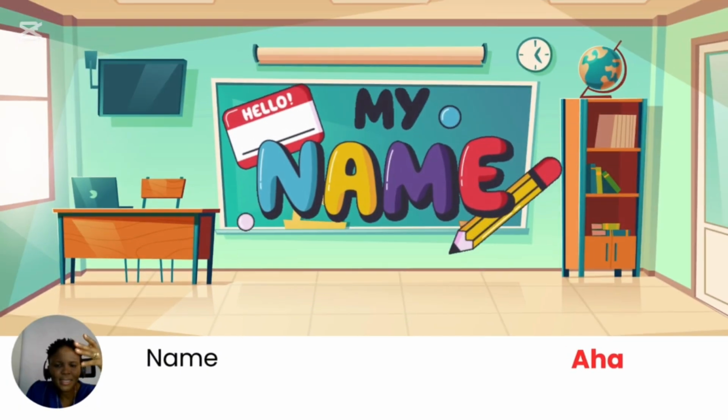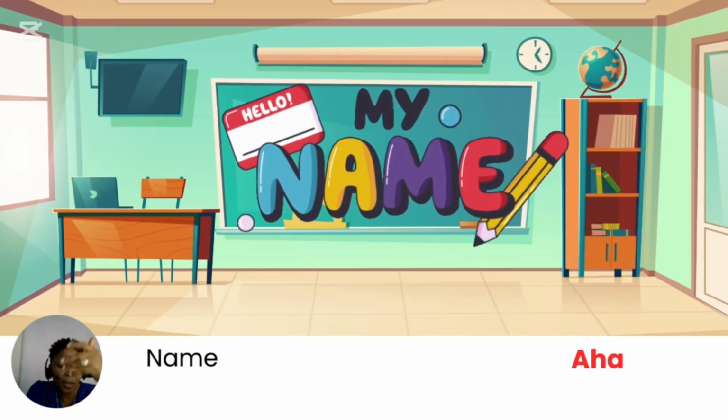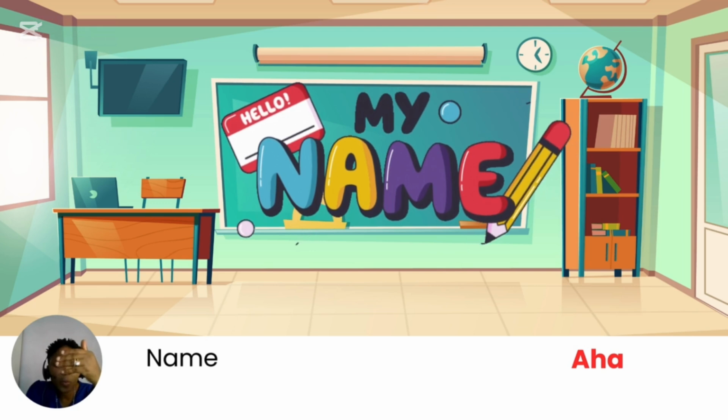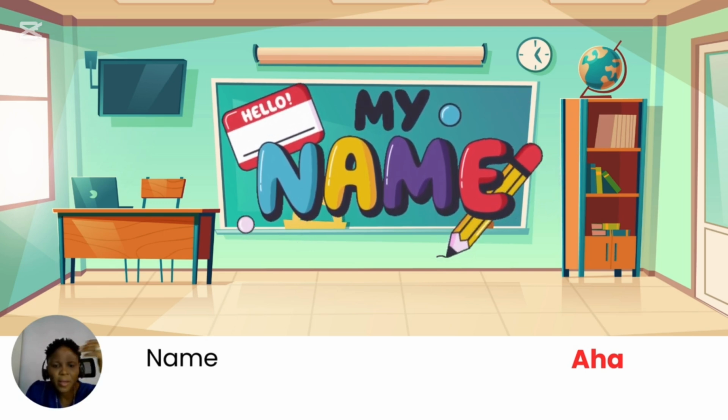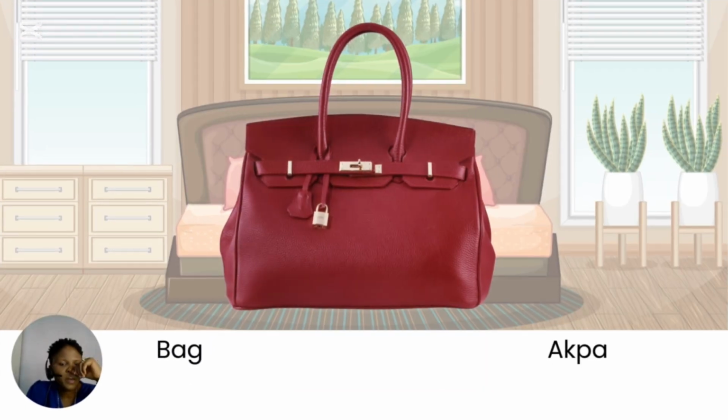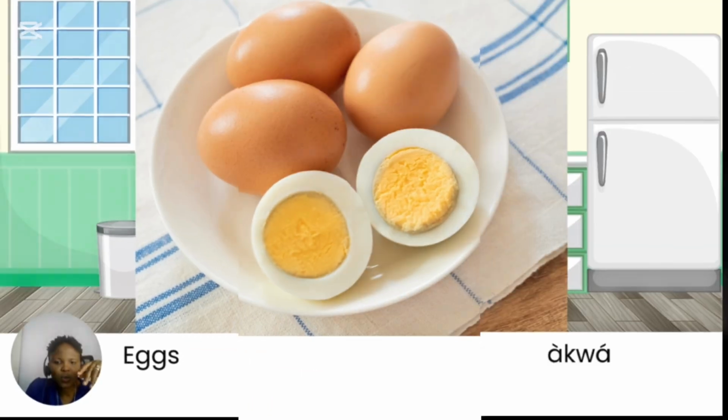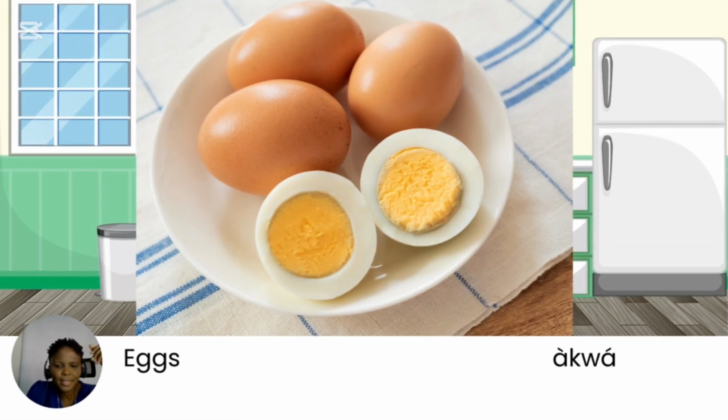The next one is aha. Aha means name. Aha, name. Ọzọ dị ka ibia bụ gịnị? Akpa, bag. So our bag is called akpa. Next we have akwa, eggs. So eggs are called akwa.